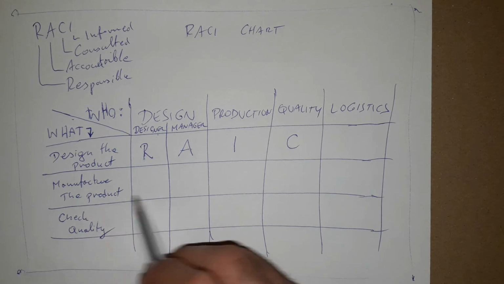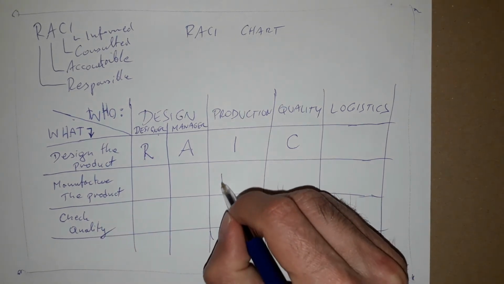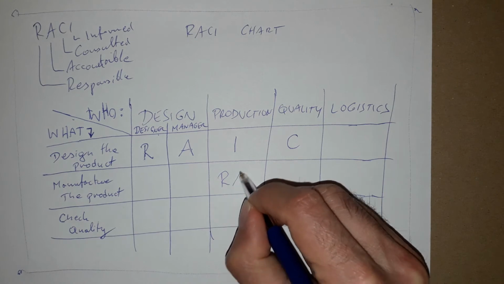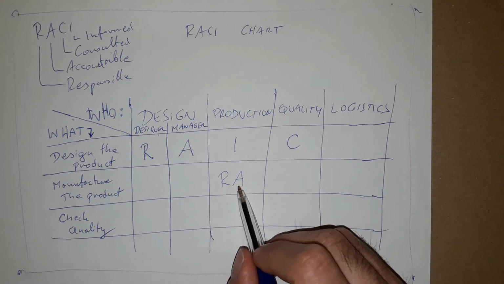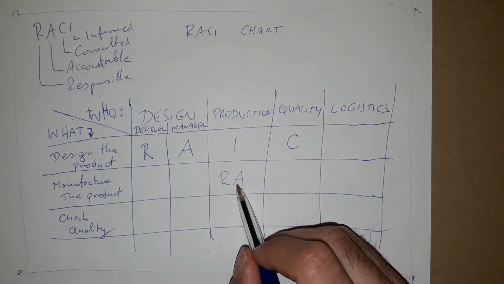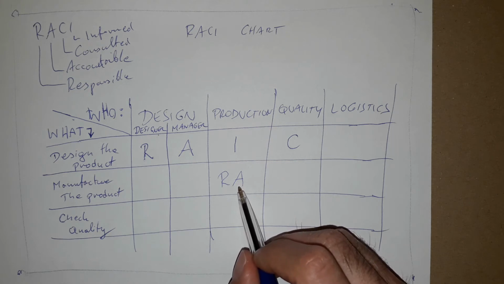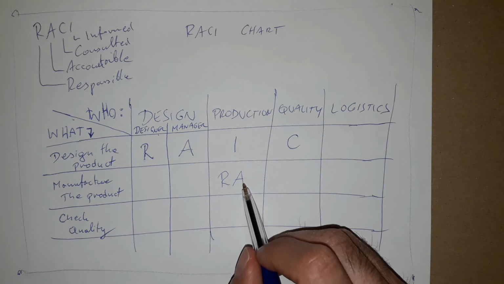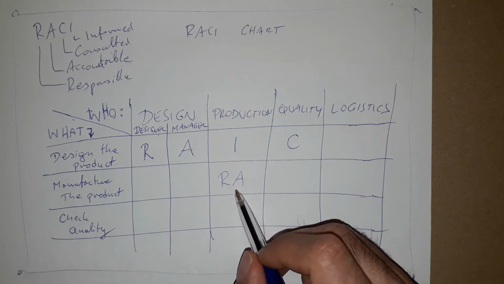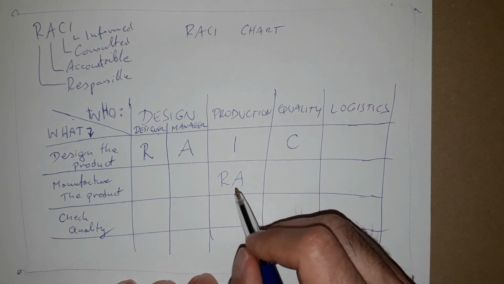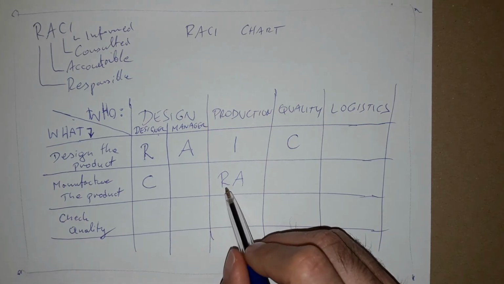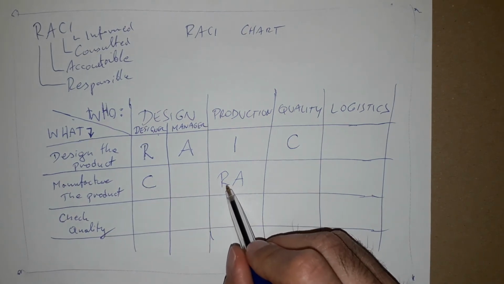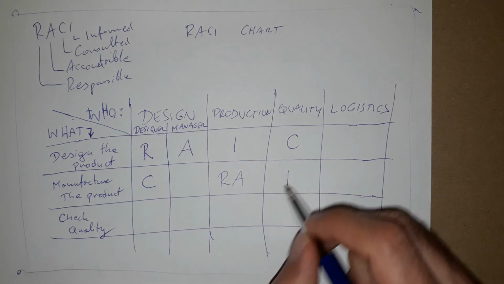Manufacture the product. Here the production department is responsible and accountable. They need to do the job, and they will be accountable for it if they made a good product, if they manufactured it on time with the correct specification. Of course, in this case, the design department can be consulted because maybe they have some questions. And then quality needs to be informed.